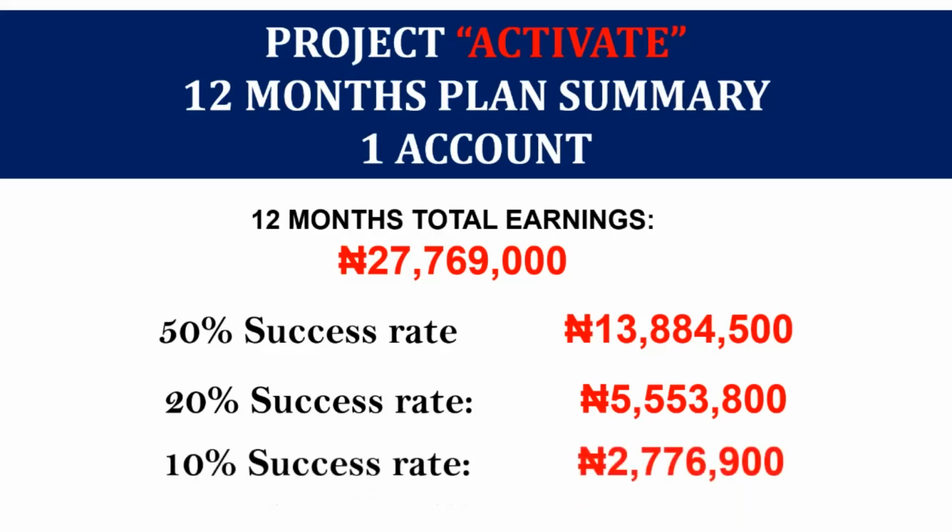10% success rate is 2.7769 million, 2,776,900 naira. 10%, it means you failed 90%. You have made 2 million in 12 months. Who will dash you 2 million in 12 months?